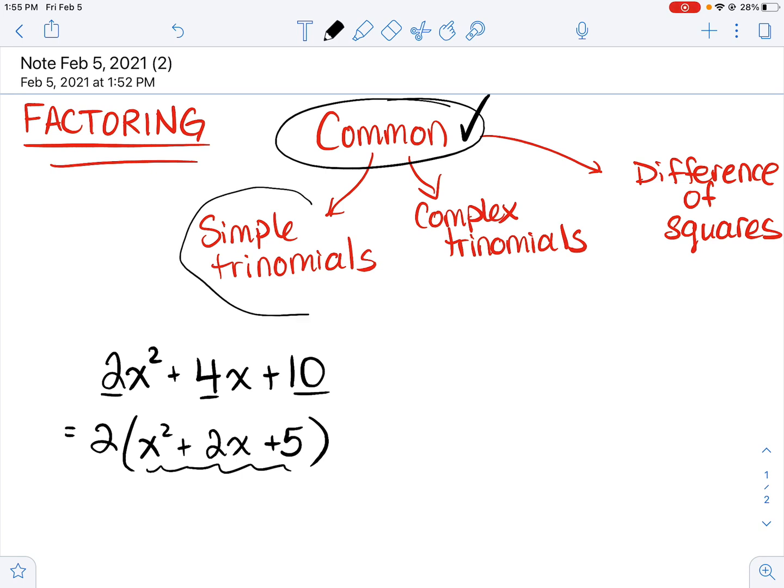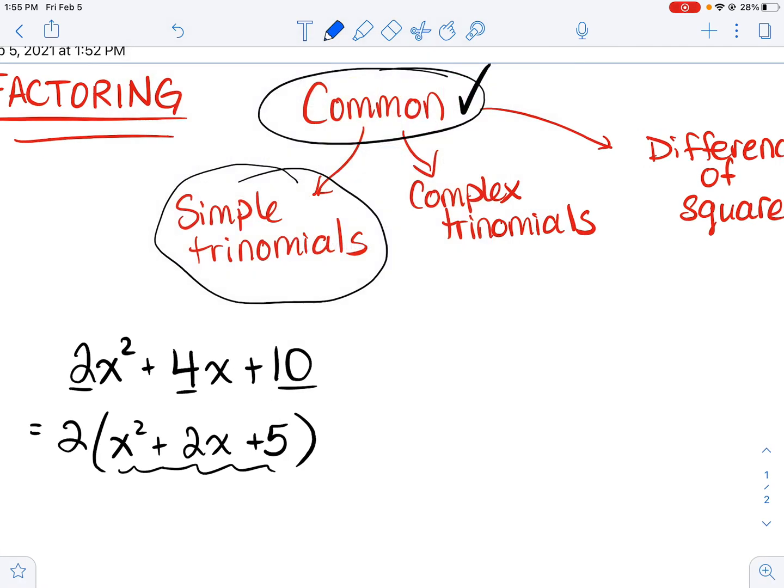And then I would look at what's in the brackets and I would say, can I factor that? Well, I identify it as a simple trinomial. It has 3 terms: x squared, x, then a number. There's nothing in front of the x squared except for a 1. So I know it's a simple one. So now I'm looking to see, is there anything that multiplies to 5 and adds to 2? Let's see, 5 times 1, that doesn't add to 2. And that's it. So no, I'm going with no, you can't factor this farther. So we're done.